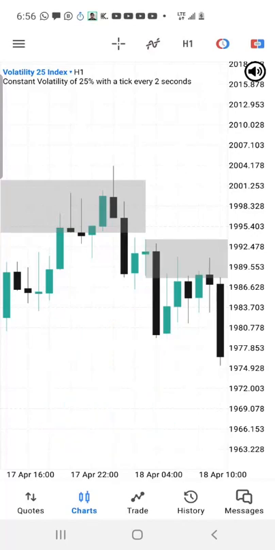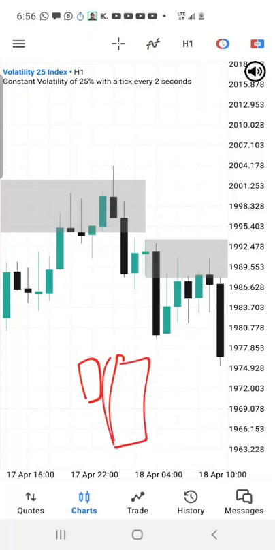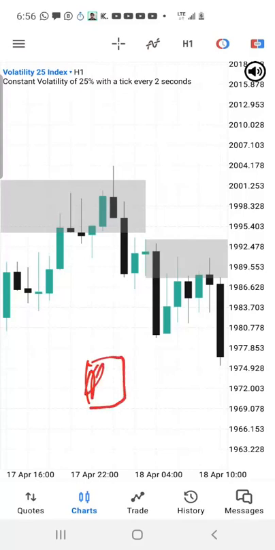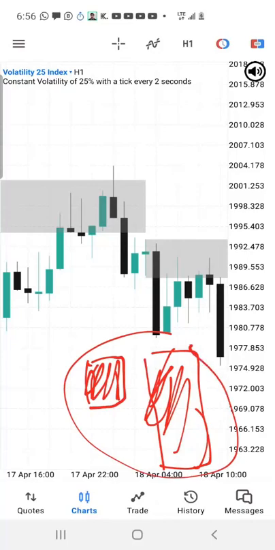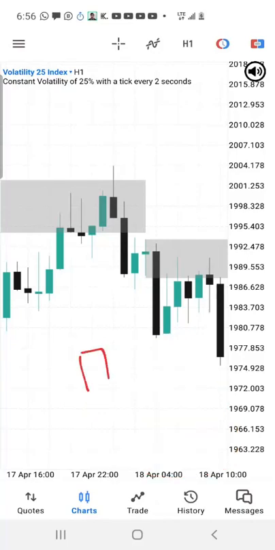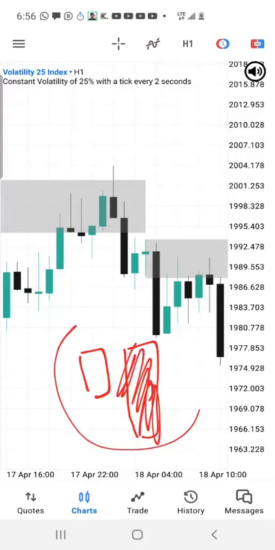The bearish order block is a short bullish candlestick, that's a green candlestick, and a long bearish candlestick, that is a black candlestick. This is a bearish order block.